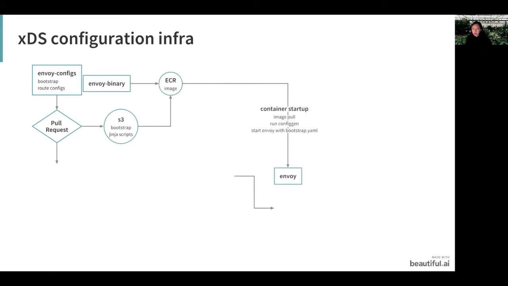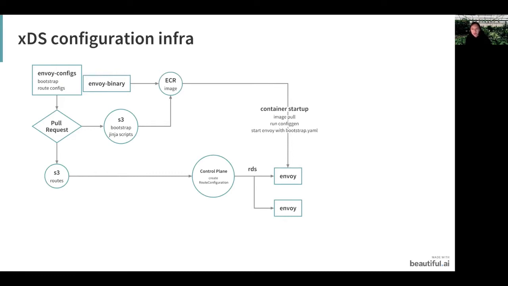Upon container startup, the Envoy binary and bootstrap config get pulled, and the static bootstrap config is generated with Jinja. Sidecars in the internal mesh, on the front proxy, and the egress proxy are started with this. To avoid rolling Envoy every time a new route gets added, we use RDS, or the Route Discovery Service, to serve routes from a Go-based control plane.